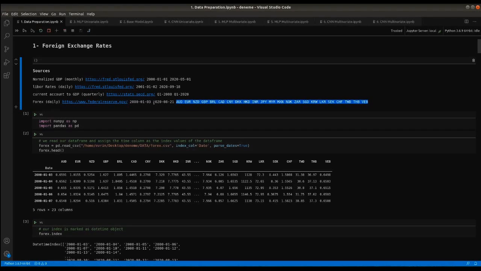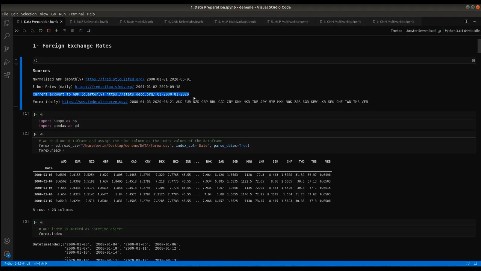Excel is used to delete some useless rows and columns, but all of the data cleaning and processing is done in Python in this notebook. I preferred using a notebook due to the step-by-step functionality of it. My second data source was the Federal Reserve Bank of St. Louis. I have LIBOR interest rates and normalized GDP data from here. Lastly, I acquired current account to GDP data from the OECD website.